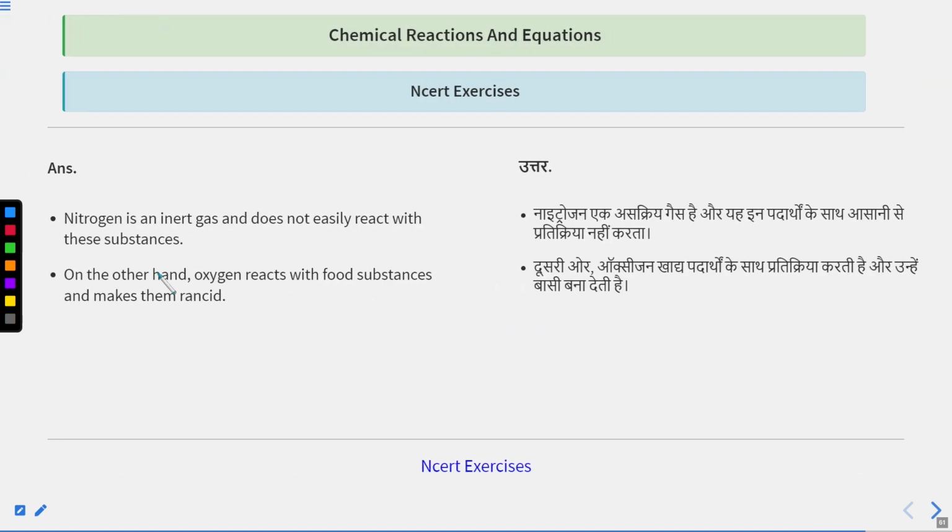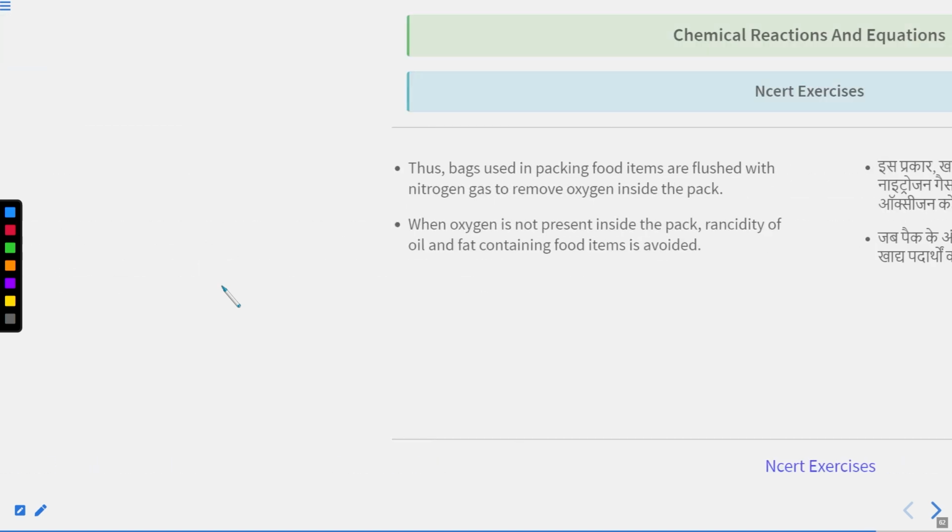So you can see the answer: nitrogen is an inert gas which is not reactive and does not easily react with other substances. On the other hand, if oxygen is there, it will react with food substances and make them rancid. Rancid means the smell and taste of that food will get changed.